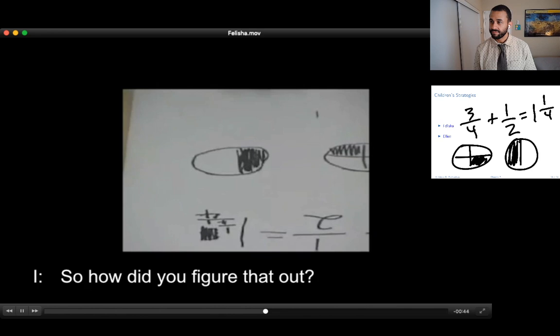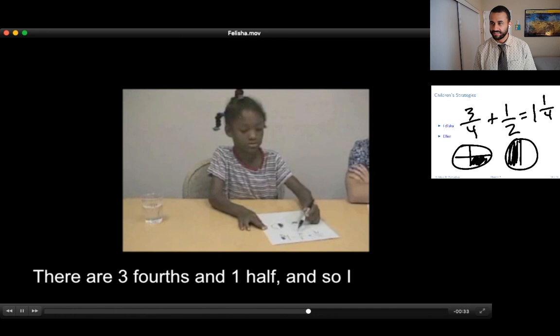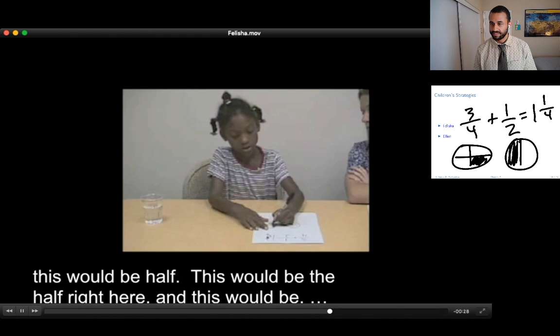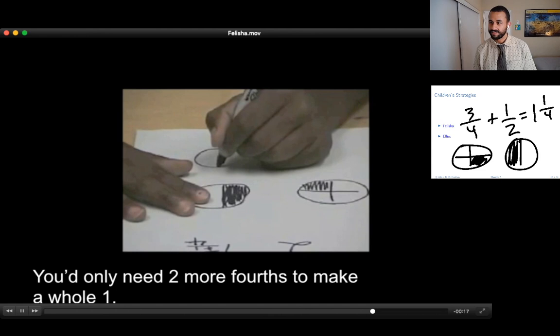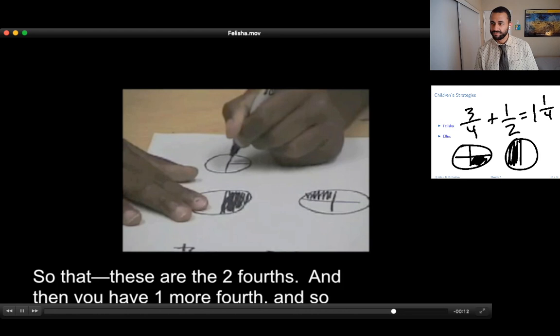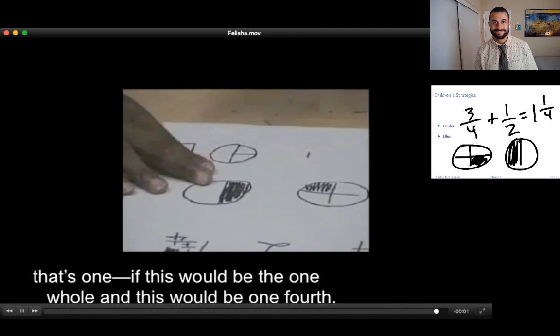So, how did you figure that out? There are 3/4 and 1/2. And so this would be half. This would be the half right here, and you'd only need 2/4 to make a whole one. So these are the 2/4, and then you have 1/4, and so that's 1/4 from this, and so that's one. If this would be the one whole, and this would be 1/4.